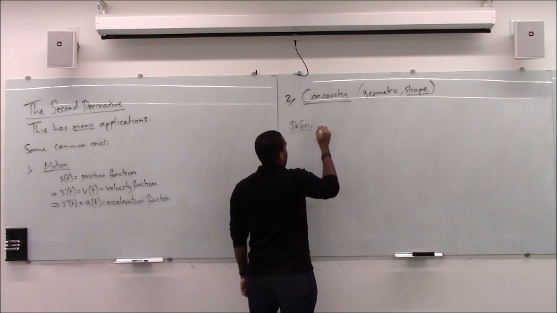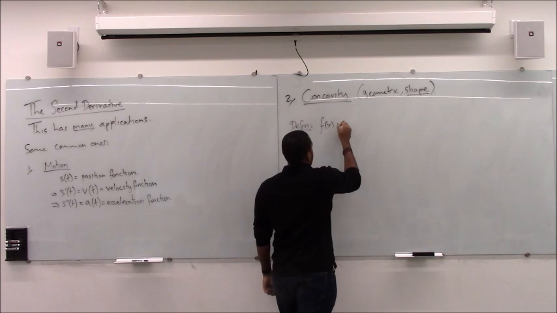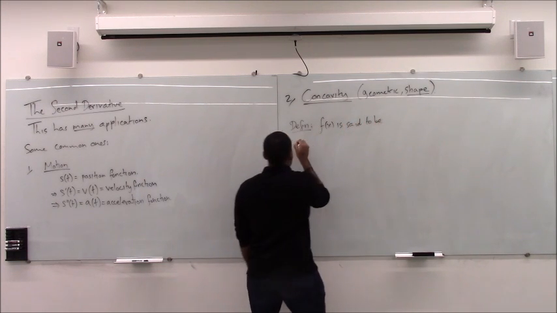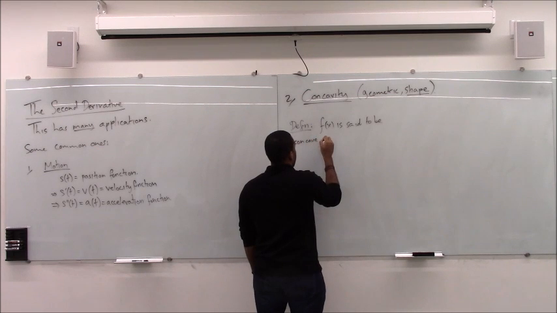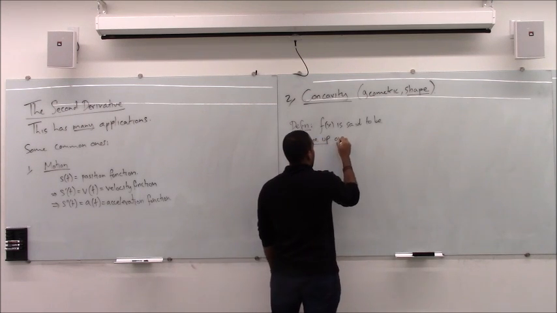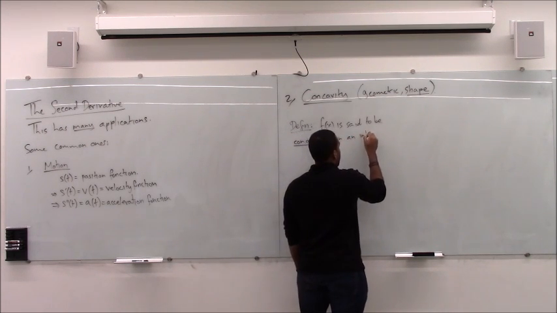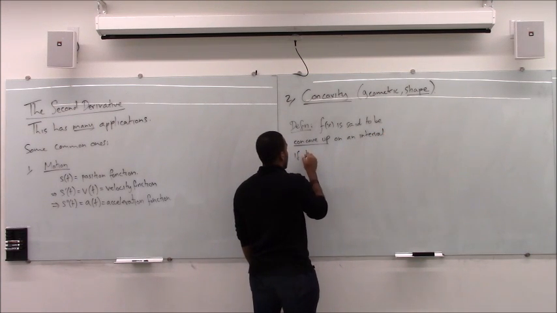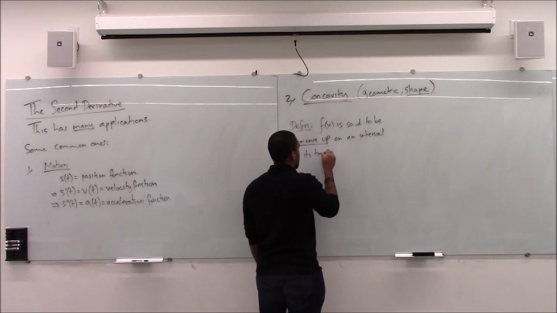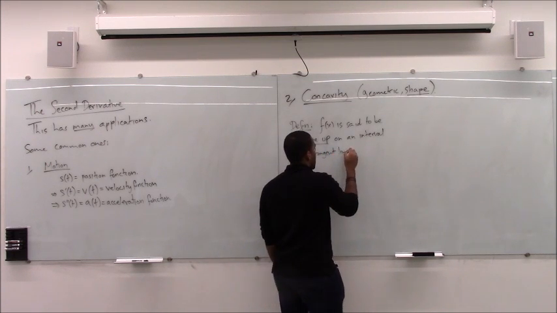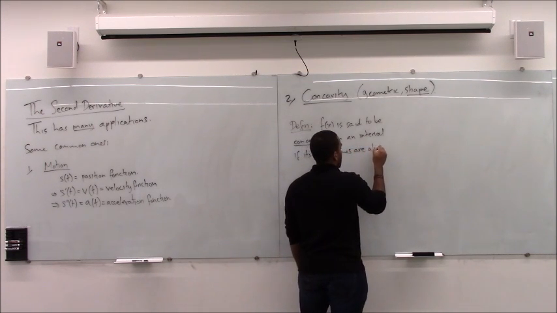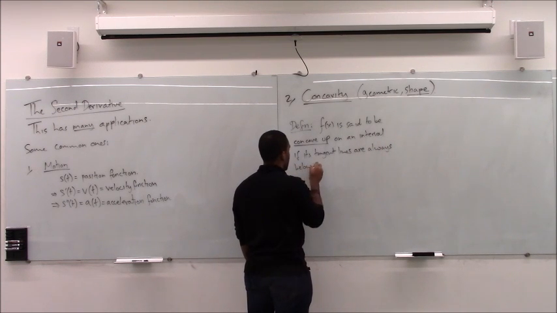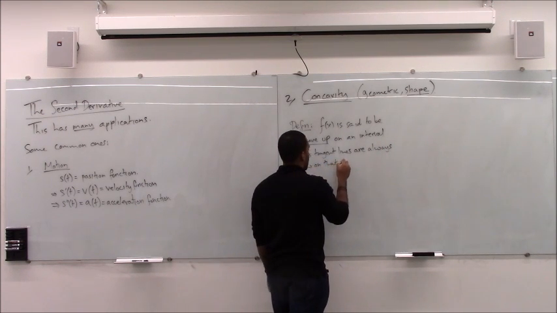Definition. F is said to be concave up if its tangent lines are always below on that interval.